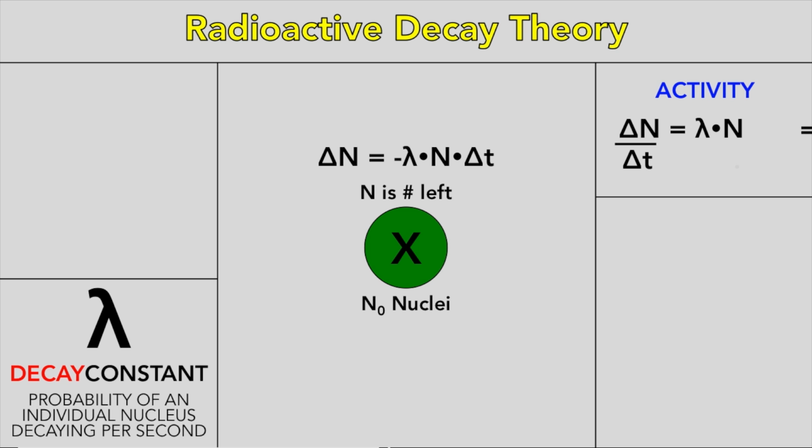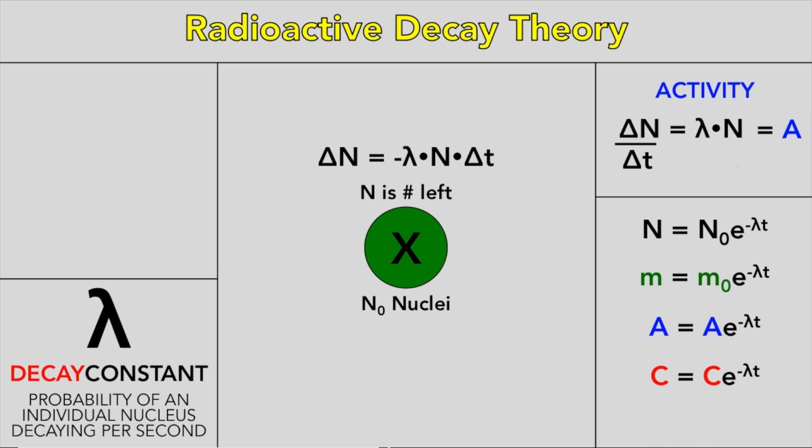If you integrate that, you get N equals N0 e to the power of minus lambda T. Because mass is proportional to the number of nuclei, you get the same equation if you use M. Activity follows the same equation, as does count rate, found with a Geiger tube. They're all that basic equation. E is just the exponential function, a constant, 2.718. Lambda, the decay constant, is the probability of an individual nucleus decaying per second.